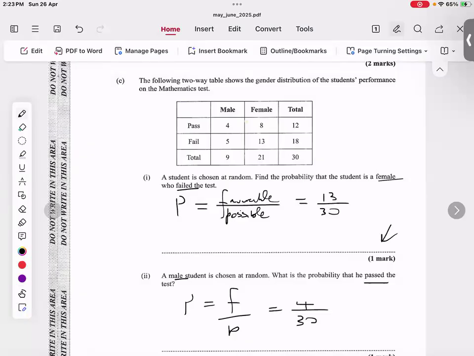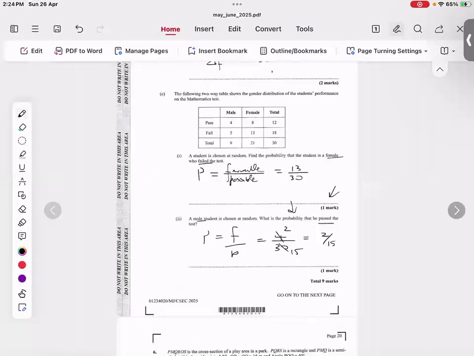Because if you say 4 over 9, you'd be comparing the amount of males who passed the test to all the males. Probability has to be made with the total. So reduce that, because 2 goes into 4 two times and 2 goes into 30 fifteen times. The probability is 2 out of 15. If you want to put it to a decimal, it's up to you. Okay? And that's it. All right, lovely.